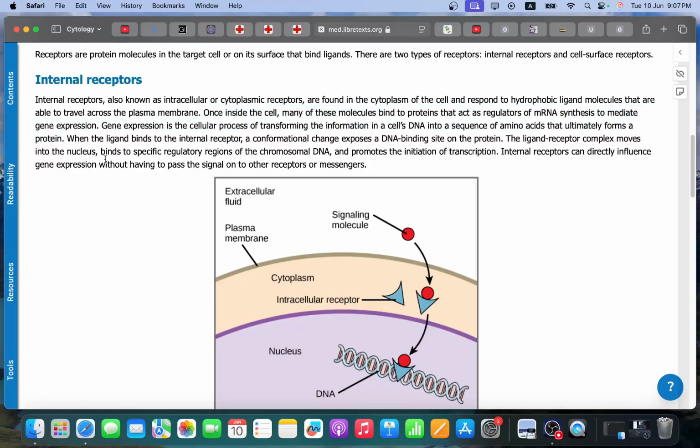When the ligand binds to the internal receptor, a conformational change exposes a DNA binding site to the protein. The ligand receptor complex moves into the nucleus, binds the specific regulatory regions of the chromosomal DNA, and promotes the initiation of transcription. So this is like protein transcription or DNA transcription, whatever. Internal receptors can directly influence gene expression without having to pass a signal on to other receptors or messengers. Okay, internal receptors have to.